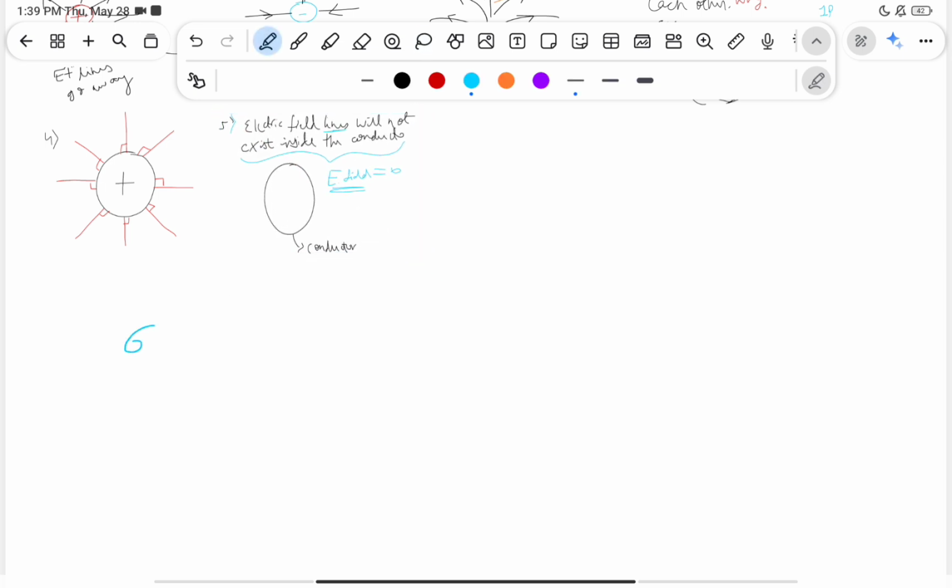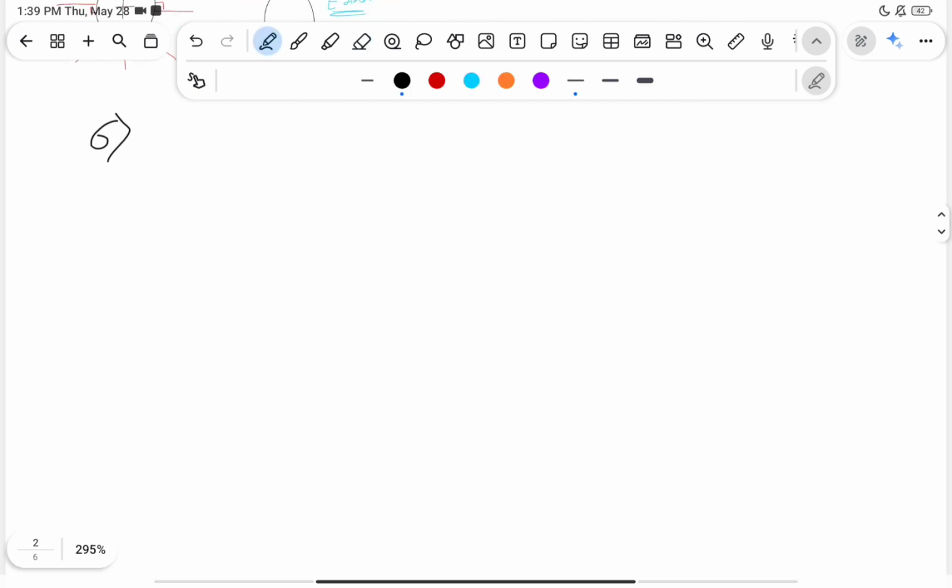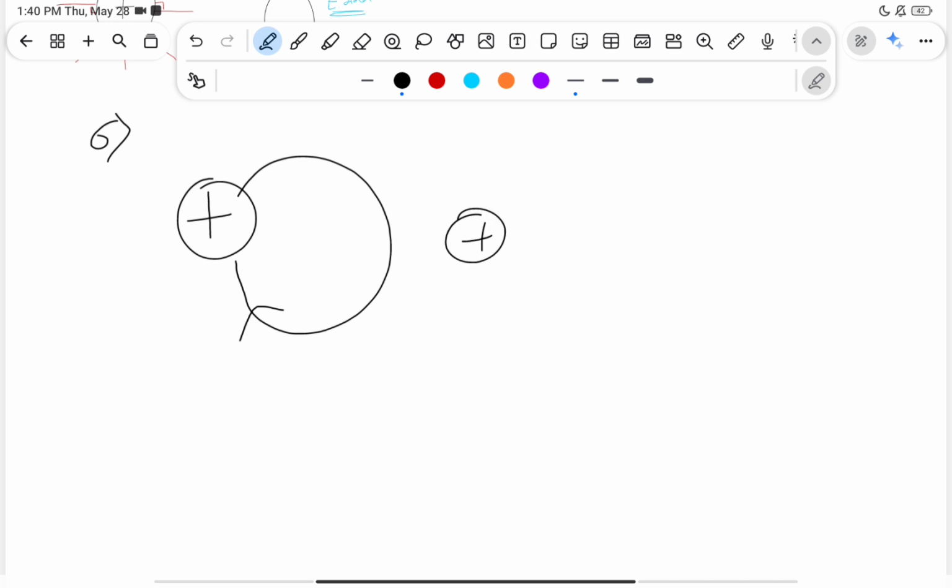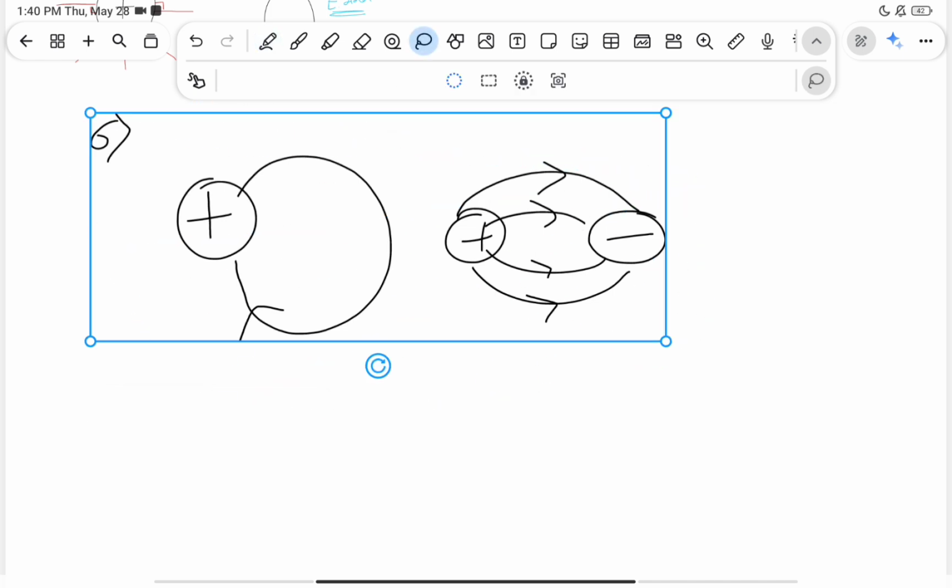Now we will move to the sixth property. What is the sixth property? Electric field lines never form closed loops while magnetic lines of force form closed loops. What is a closed loop? If this is the positive charge, it will never form a closed loop like this. Or if this is positive and this is negative, it is never possible. Loops are not possible in an electric field.